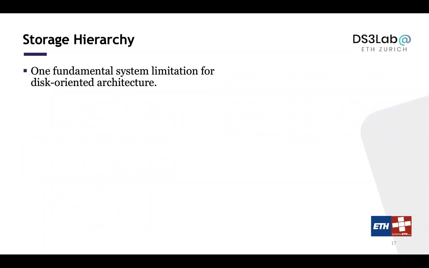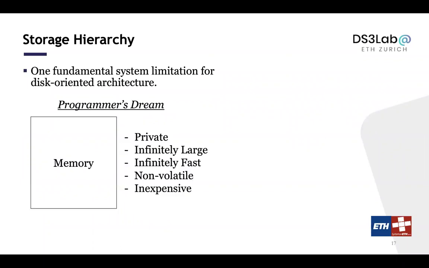One fundamental system limitation that we are going to deal with for a disk oriented architecture is that there exists a hierarchical structure among the different ways you can store your data. If you are doing programming, say C++ or Java, as a programmer, if you had a piece of memory that is private, infinitely large, infinitely fast, not expensive, and persistent, meaning that if you pull the plug and restart, the information is still there, your life would be much, much easier. Building a database system with that is not trivial, because today we do have something similar to that, but it could make your life much, much easier.